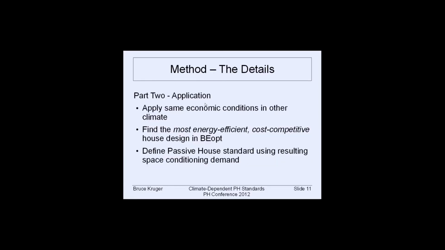Part two of the method is the application to any other climate. So I would take those economic conditions I found in Germany and then apply them anywhere else. And I'd again use that same graphical output, the same BEopt optimization approach. And this time look for the most energy efficient building within that range of buildings. And then that building would provide the basis for a standard.